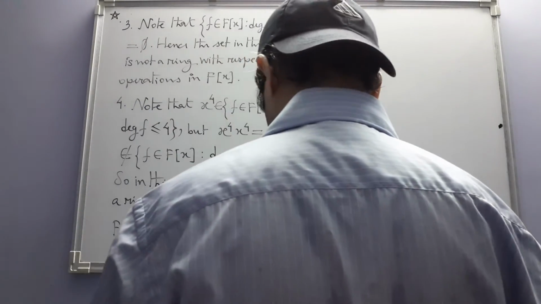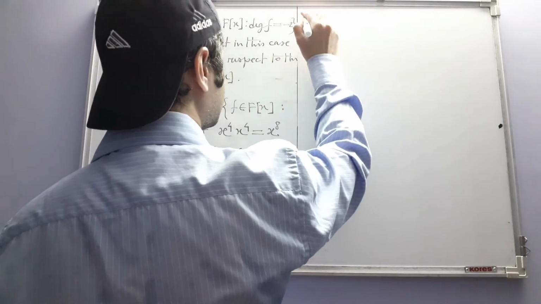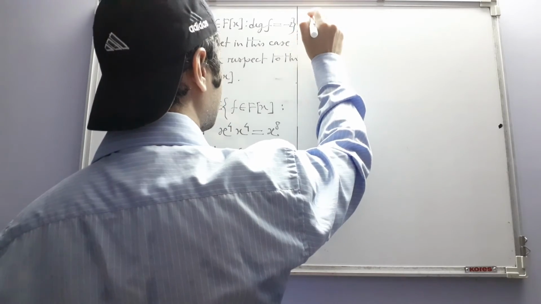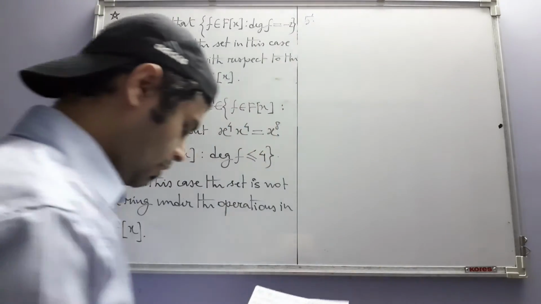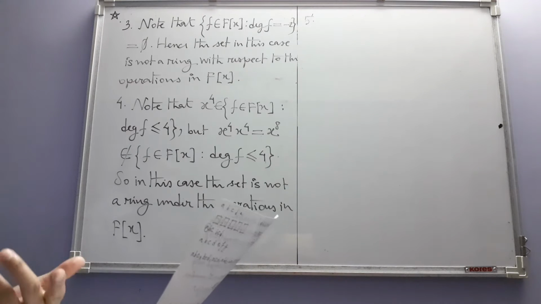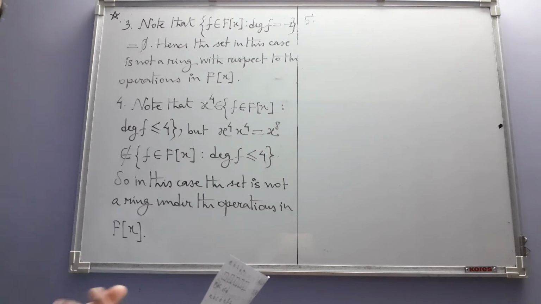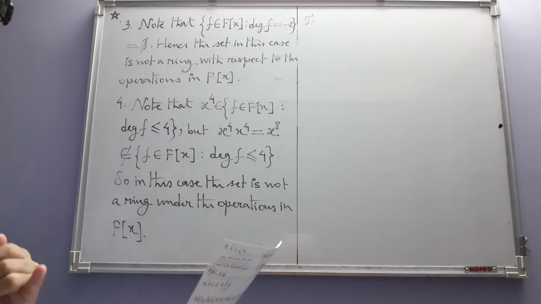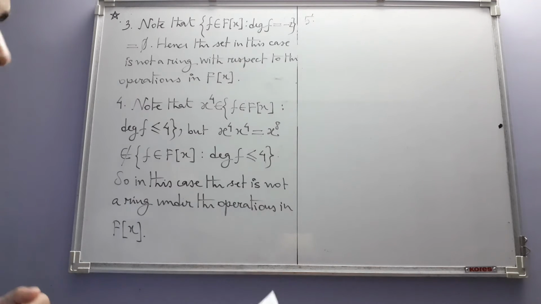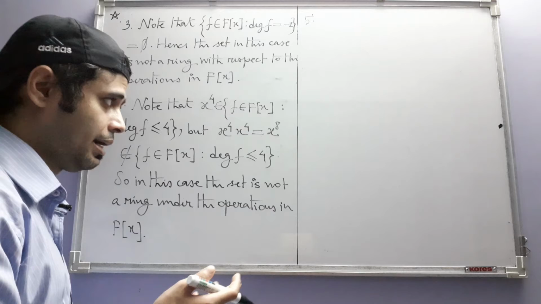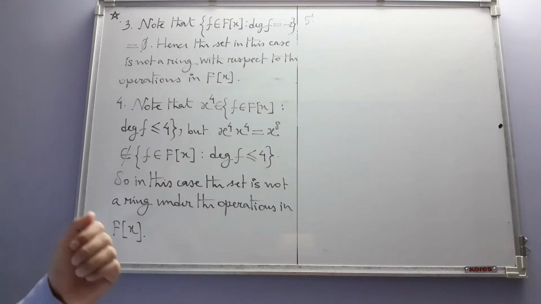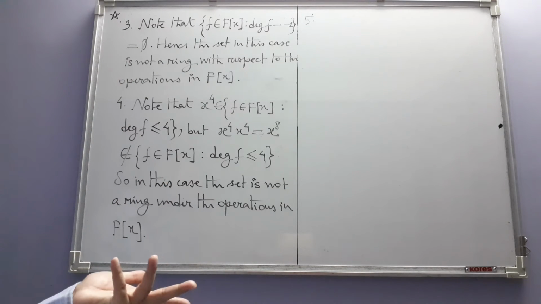Okay, then number 5. In number 5, we have the set of those polynomials whose degrees are non-negative, degree of f greater than or equal to 0. And that set clearly will not have the zero polynomial because its degree is negative, minus 1.